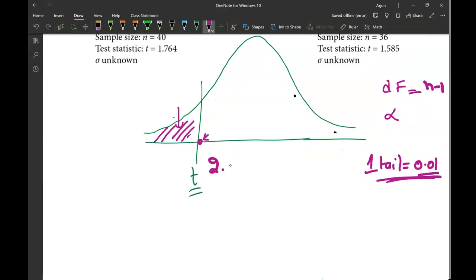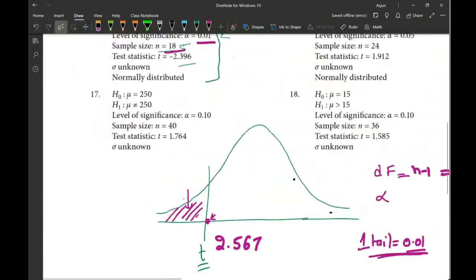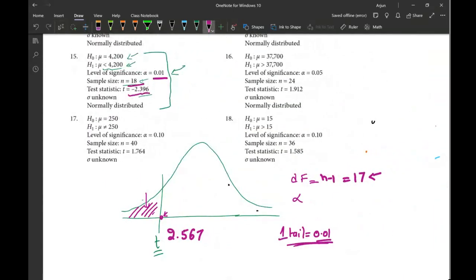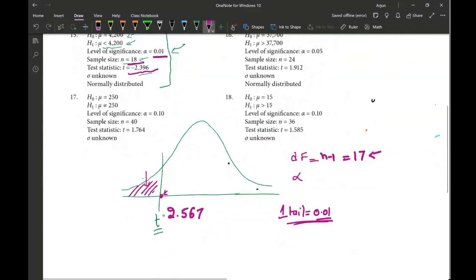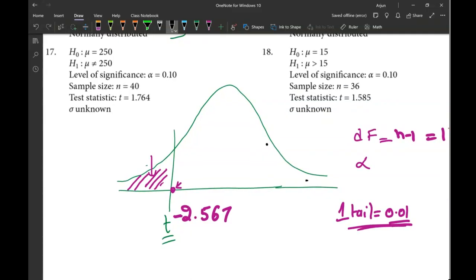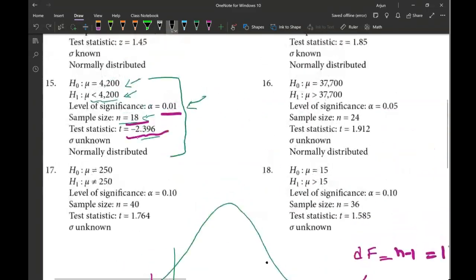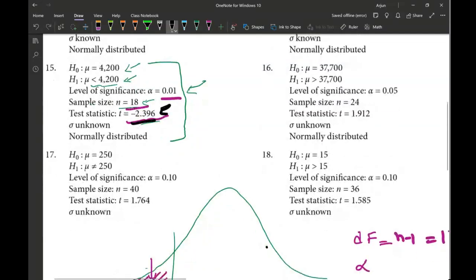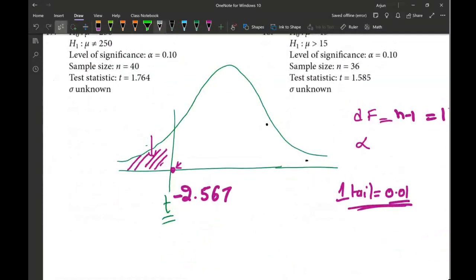2.567. Now here, because this is a left tail question and the t-value is negative also, I will place a negative. The table itself doesn't give you a negative or a positive value like the z table, so please make sure you keep this in mind. All right, and now we are given the test value. This test value will lie where? This test value will obviously be on the right hand side of the critical value.